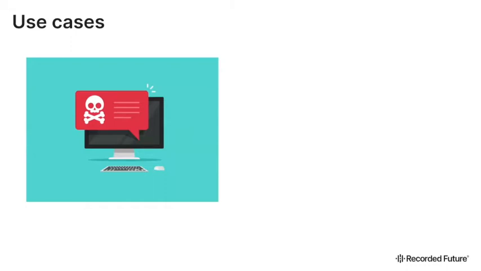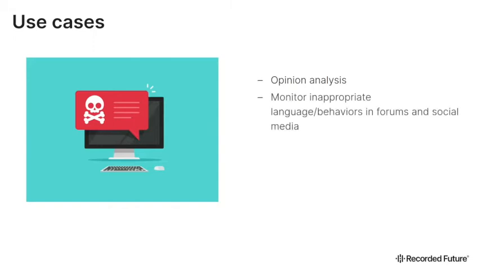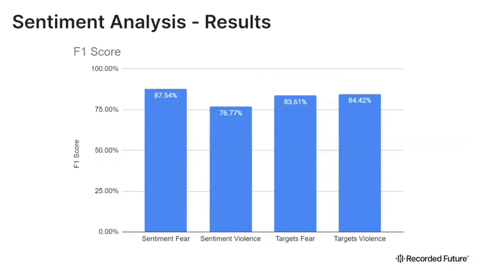There are some interesting use cases for this as well. One being opinion analysis, maybe finding out what people in general are worried about today. Another being monitoring inappropriate behavior on forums and social media. And possibly also the police could use these models to detect some escalating threat levels as well. And we're pretty satisfied with the results we've achieved here as well.